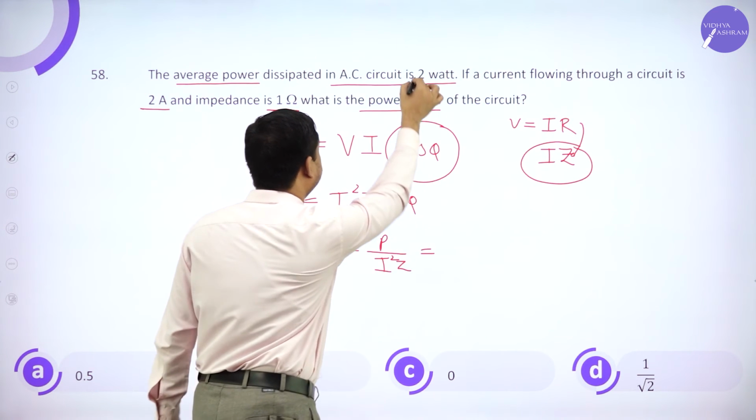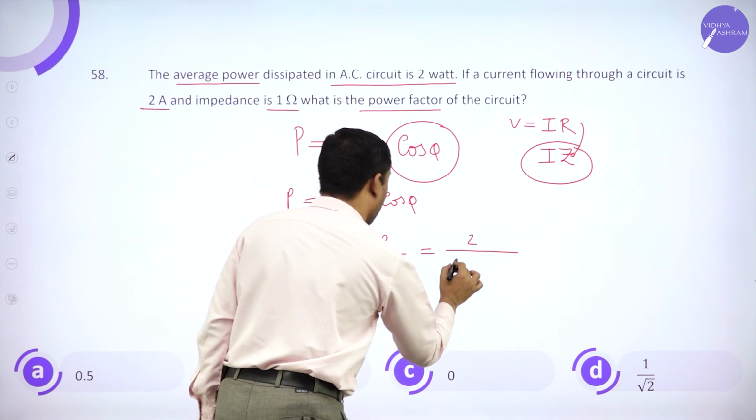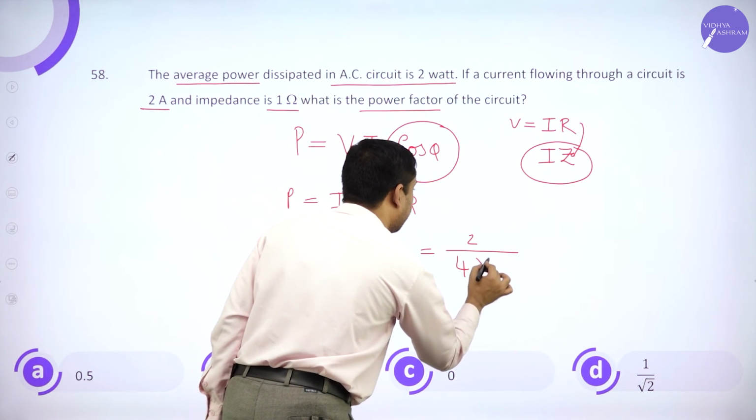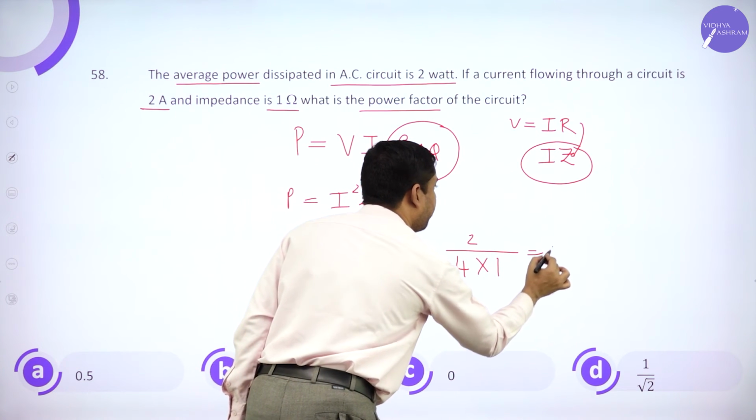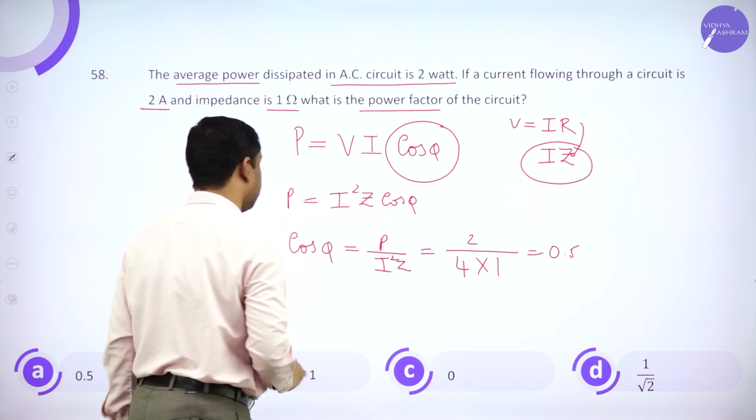How much is the power dissipated? 2. What is the current flowing? 2 amperes. So 4 into Z. 2 by 4. 0.5 is the answer.